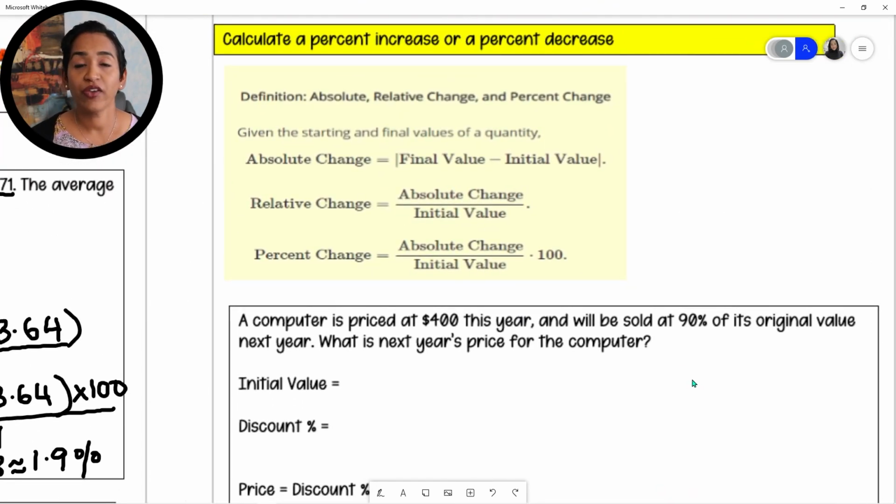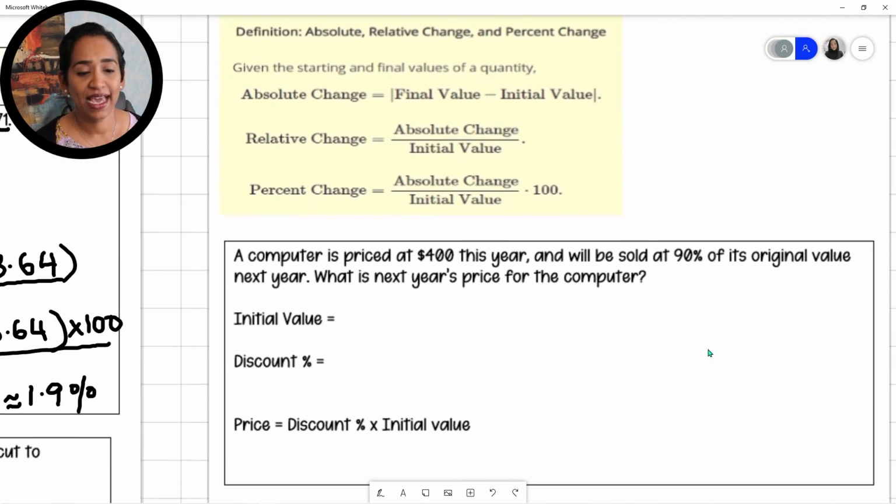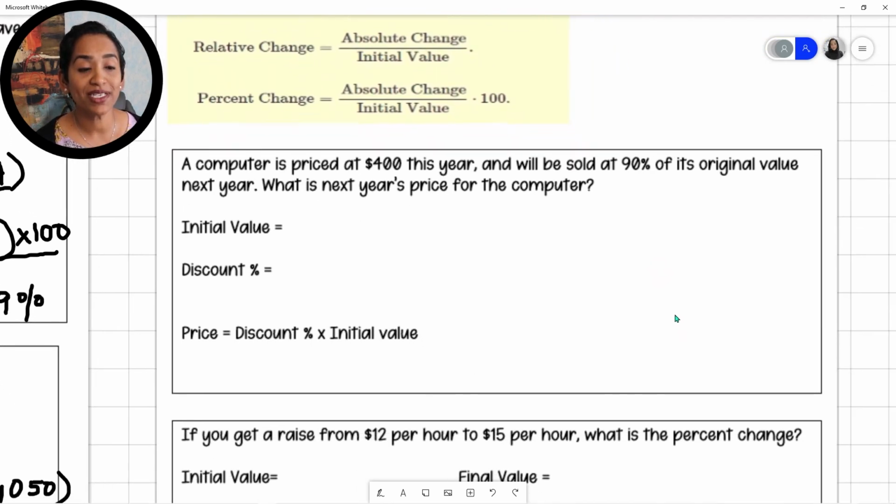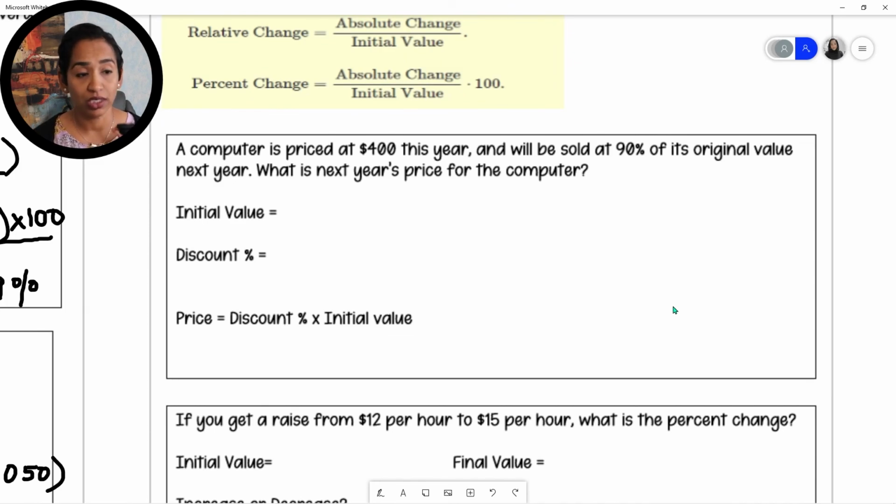So here I have the list of formulas. If I were you, I would write these down first and then work my problems out, because it's always nice to have those formulas in front of you when you're working with your problems. All right, so let's see what they're asking me. A computer is priced at $400 this year, and it will be sold at 90% of its original value next year. What is next year's price for this computer?